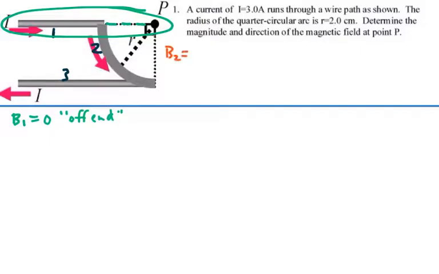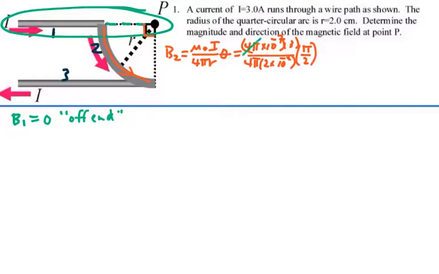magnetic field is equal to mu naught I over 4 pi r times theta. In this case, mu naught is 4 pi times 10 to the minus 7. The current is 3 amps. R is 2 centimeters, which would be 2 times 10 to the minus 2. And then theta is going to be this angle that's being subtended by the arc as it's going this way. And that's just going to be 90 degrees, but we want it in radians, so that's going to be pi divided by 2.